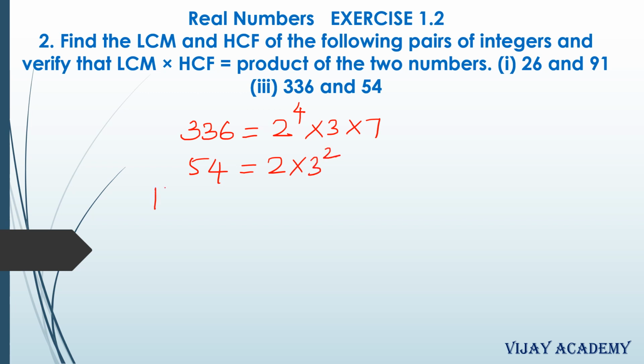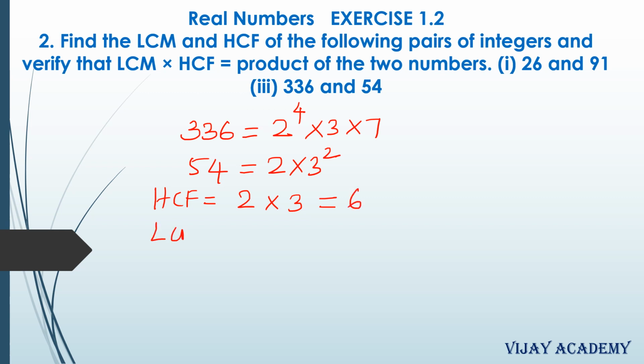Now the HCF is the product of only common factors with their least powers. So the common factors from these factorizations are 2 and 3. So let me write 2 and 3. Now let me take the least power of 2 as well as the least power in the case of 3. So in each case the least powers are 1 itself. So we need to write this as 2 and 3 itself. So we get the HCF 6.